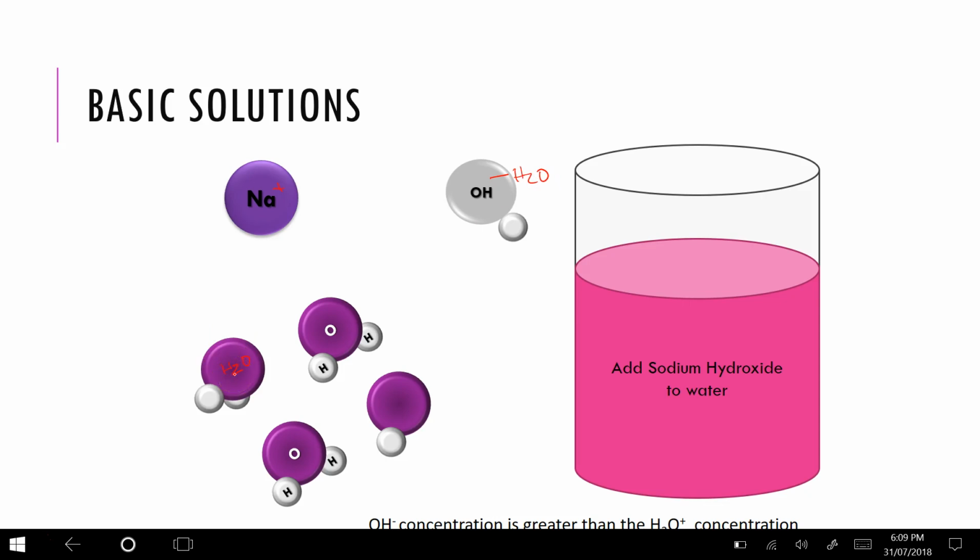We've decreased the amount of H3O+ in solution, because before we had 2 water molecules and a H3O+ molecule, and then this guy here, which is still an OH-. So the H3O+ has been removed, and the OH- is left behind, and this is what we call an alkali solution, or a basic solution. So in a basic solution, the OH- concentration is greater than the H3O+, and that's what changes its pH to something above 7.